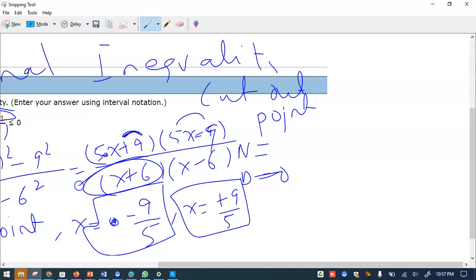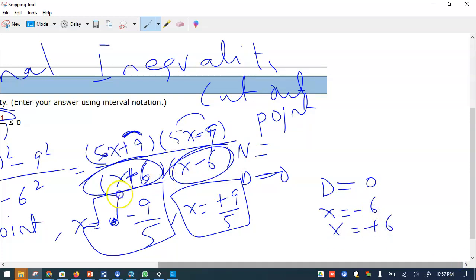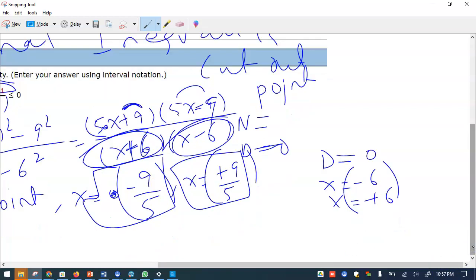If you check the denominator here, x plus 6. So the denominator is going to be equal to 0 when x equals the opposite of plus 6, which is minus 6, and the opposite of minus 6 is plus 6. So all you do is, these are the main cutout points. So on the number line, that plays the important role.